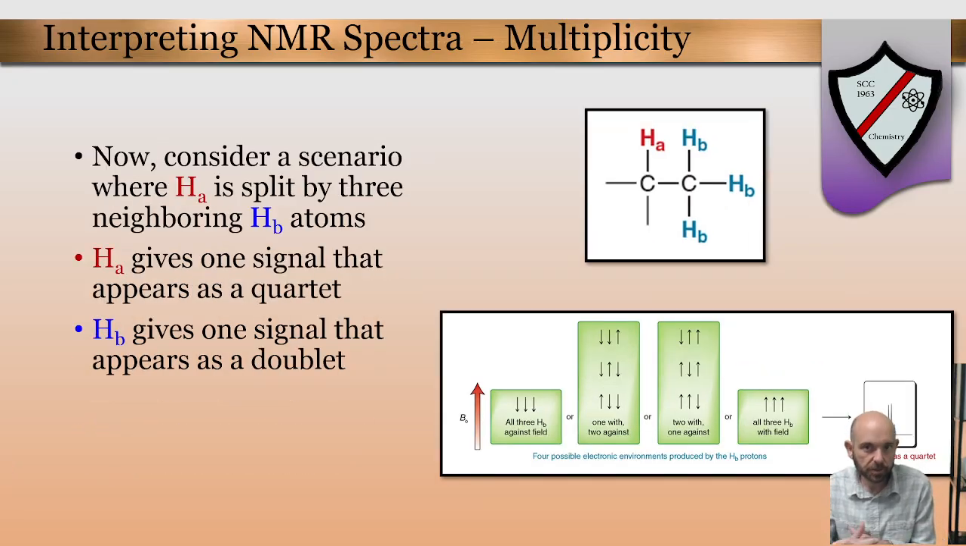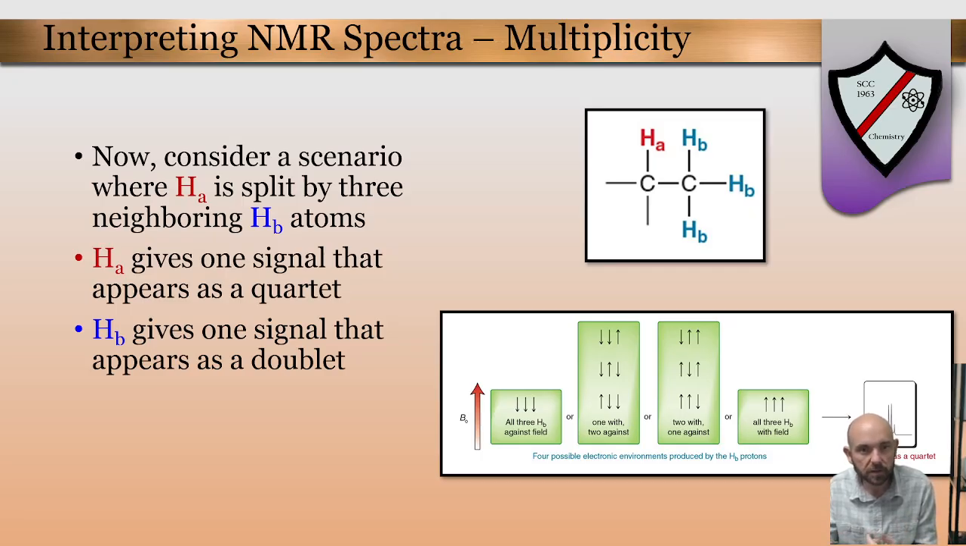Here we have another example. We have a scenario where the proton in red has three neighbors, and so we expect the proton in red signal to be split into a quartet. So you can see a little bit of a pattern forming here. We'll talk about that on the next slide.